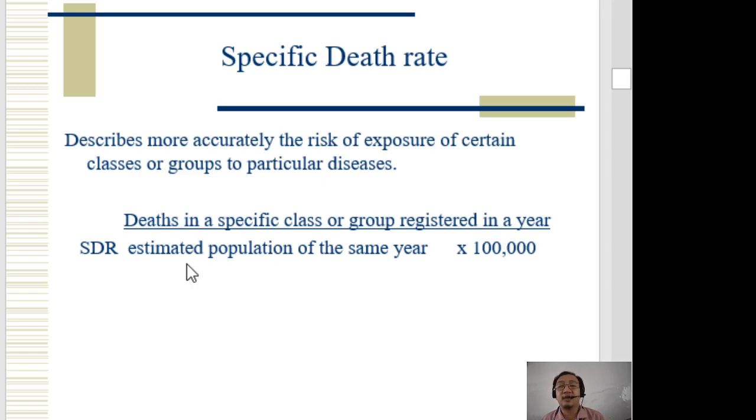Specific death rate is equal to deaths in a specific class or group registered in a year over the estimated population of the same year, times 100,000. So these are the rates of dying in specific populations or groups. Again, it does not involve the whole population.